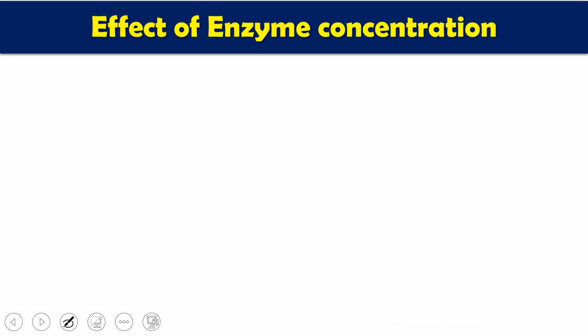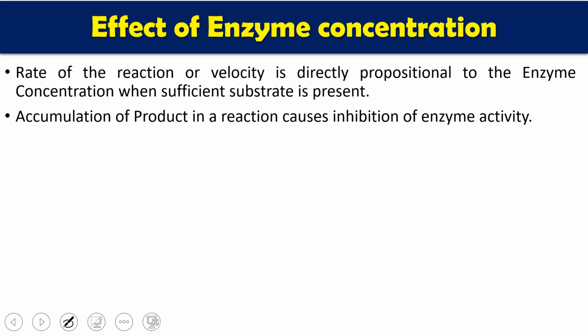Third, we are going to see enzyme concentration. Normally every enzyme has a binding site, called the enzyme's active site, where the substrate binds, the reaction occurs, and ultimately product is formed. So you can have as much enzyme as you like, but the condition is that substrate is sufficiently available.